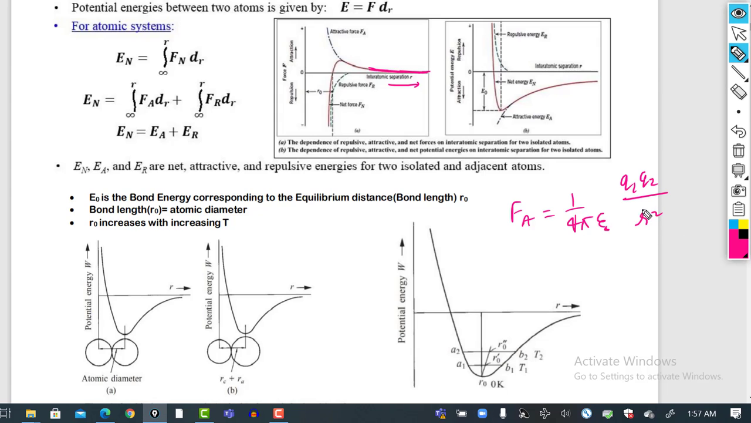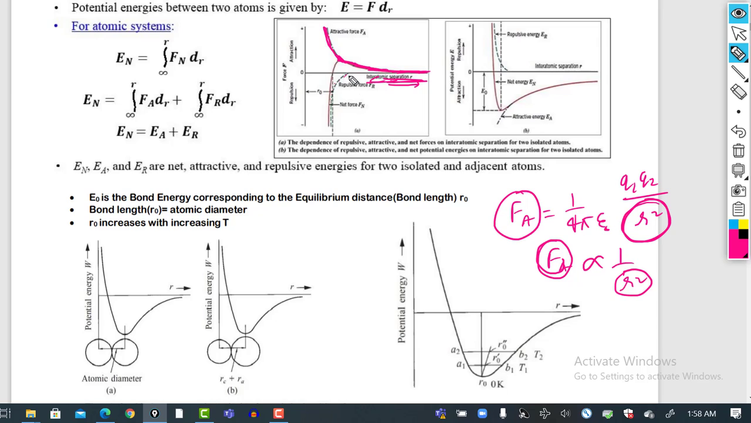So here you can see that if r is very large, then Fa will be very small, because they are inversely proportional. So when r is very large, Fa is so small. Now when we decrease r, Fa is increasing simultaneously. When you decrease r, Fa is going to increase. It keeps increasing when you decrease r. Now what about the repulsive force? This dotted line is going to represent the repulsive force.